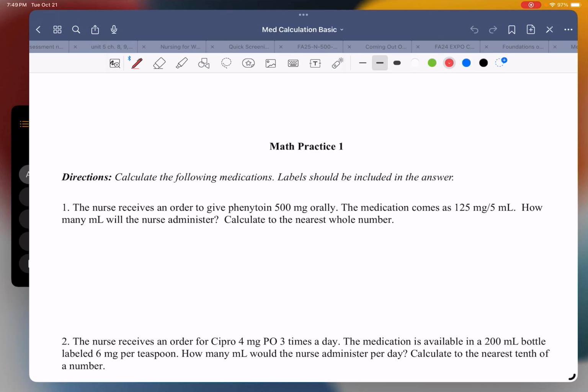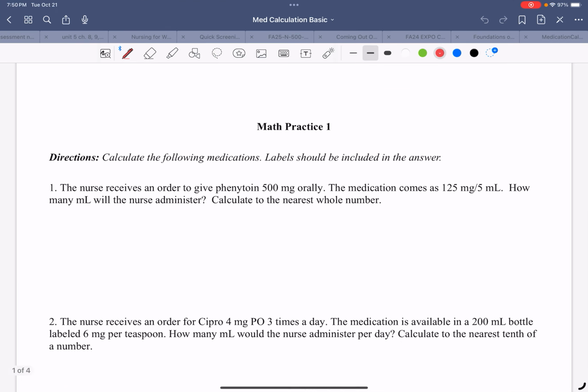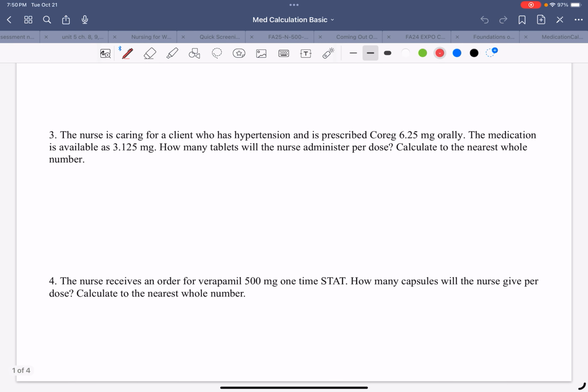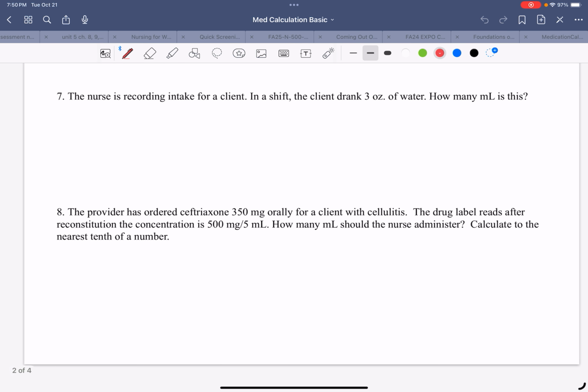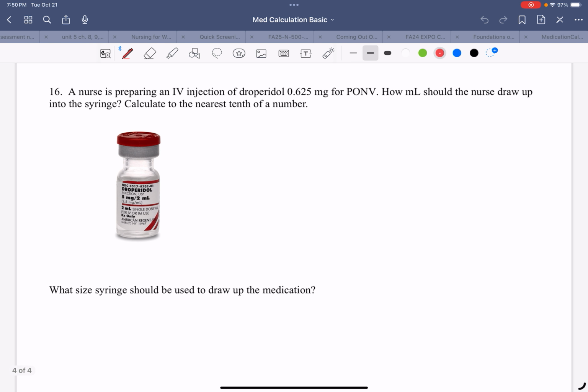So today we are going to be doing some med calculation, just some basic med calculation. So right here, let me try to do a full screen first. So we are going to be doing about 16 questions.